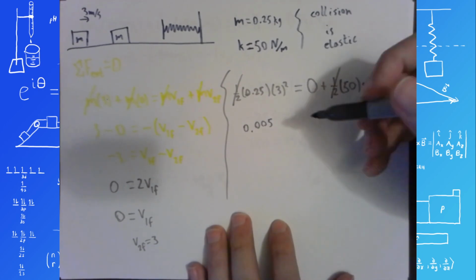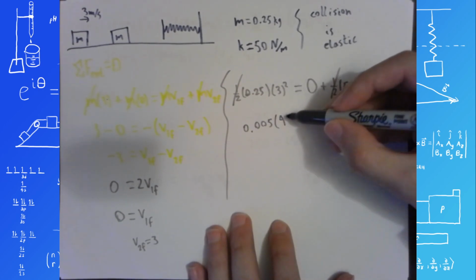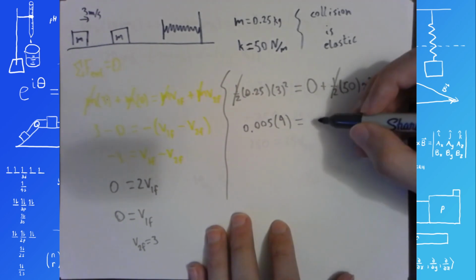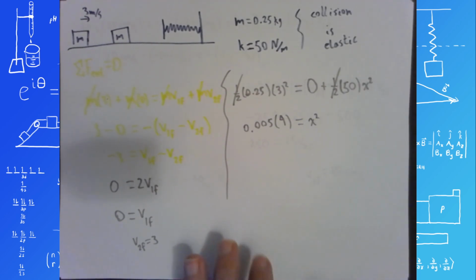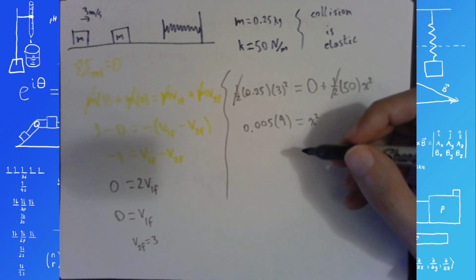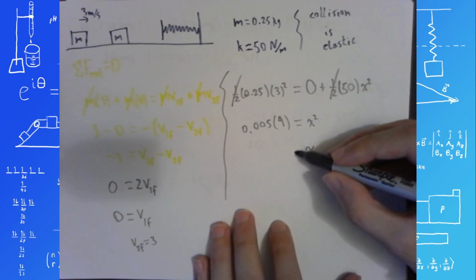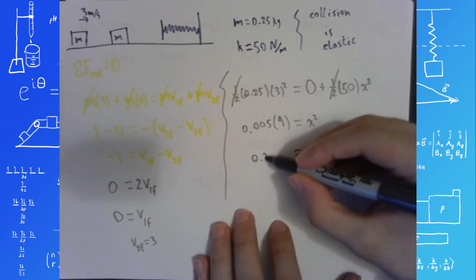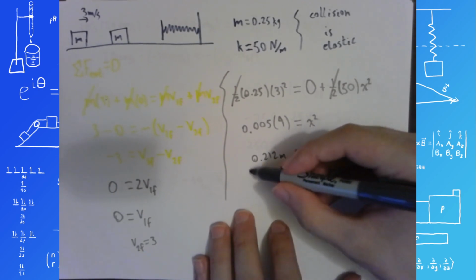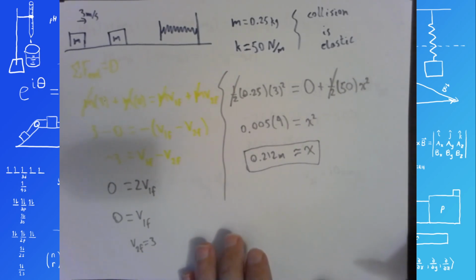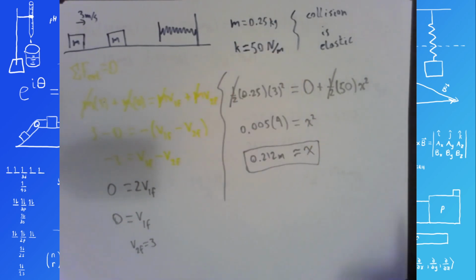0.005 times 9 equals x squared. And if I go ahead and multiply that out, multiply by 9, and take the square root, I'm getting x equals 0.212132, so I'll just say x is approximately 0.212, and that should be in meters because I plugged in kilograms and newtons per meter, so yeah, that should come out in meters.